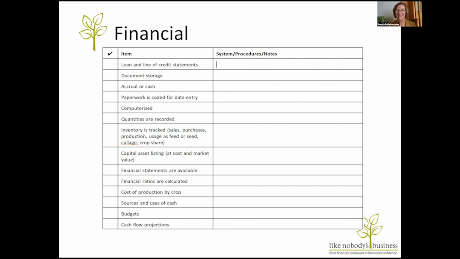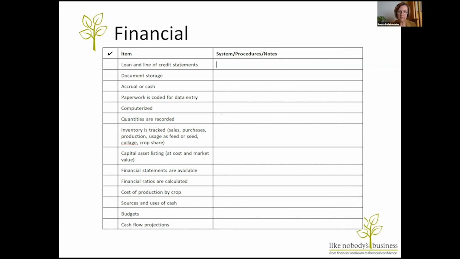Inventory. This is probably one of the most ignored things in farm record keeping, but it's really, really important. And I'm not going to go into the technicals or the whys, because that's a whole other session, but you just need to trust me that it's very important to track your inventory.